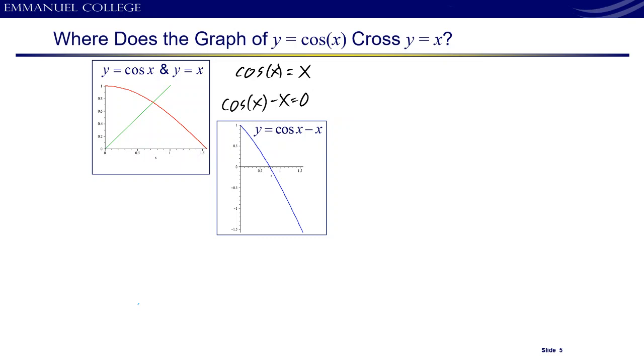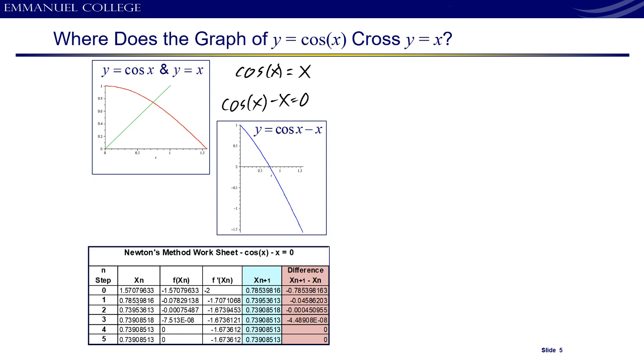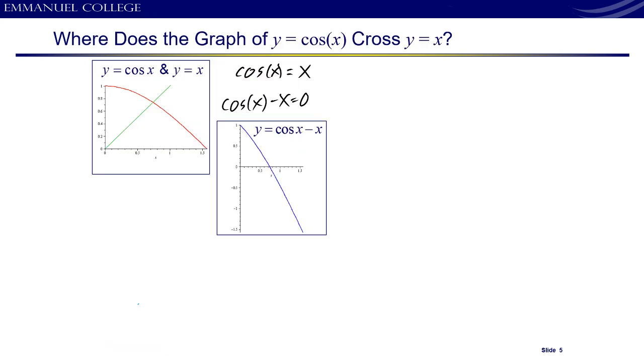So you recontextualize problems into, I'm looking for a root, or I'm trying to estimate this value. I'm looking where these two functions cross. It becomes, I'm looking for the root of a differentiable function. And so then what you can do, like we've done before, is use Newton's method once again. So y is cosine of x minus x. y prime is going to equal negative sine of x minus 1.